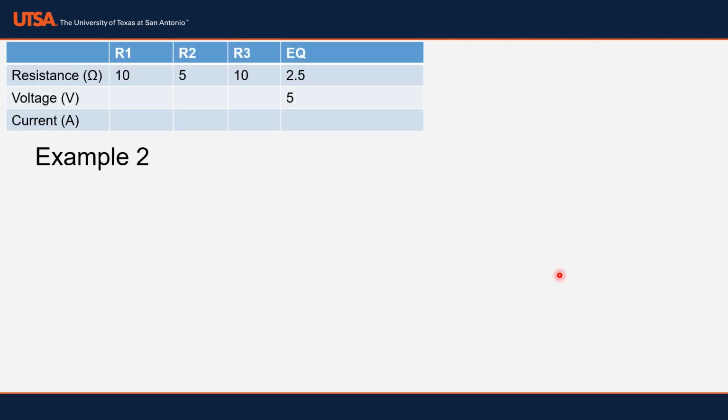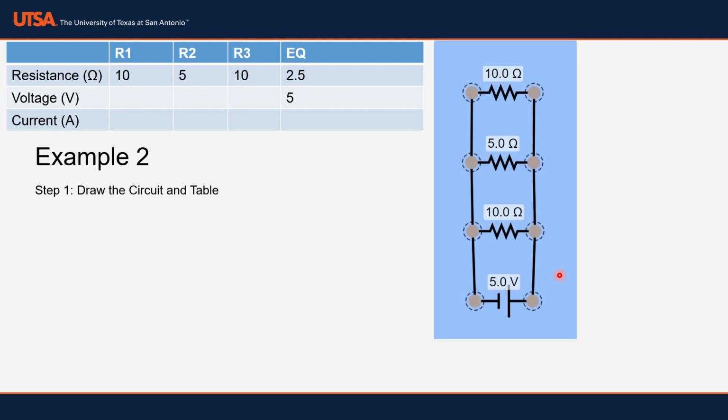Now, example 2. Oops, I might have messed up with the graphics. But just like before, in example 2, we're going to start off by drawing our circuit and labeling what we know. So here we have resistor 1, resistor 2, resistor 3, and we're going to label all our resistors. And then we're going to calculate our equivalent resistance. Now, this value shouldn't be here because it's going to be our next step. But this 5 value is going to be our equivalent voltage.